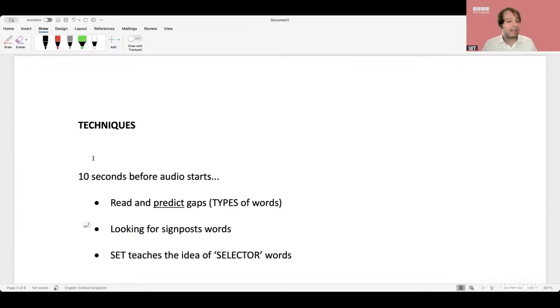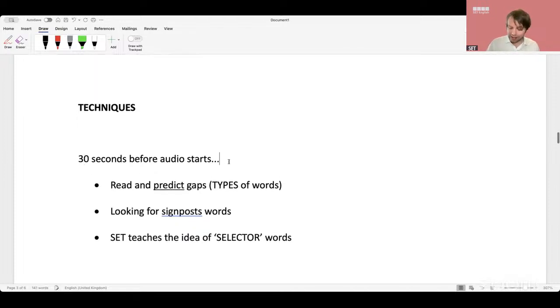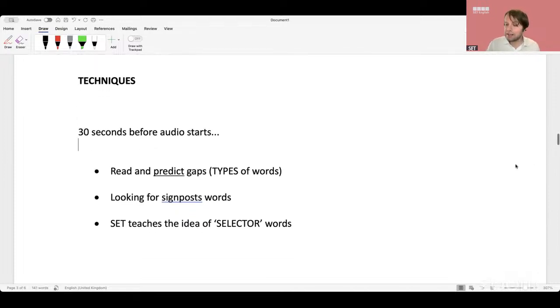Okay. So guys, in the 30 seconds before the audio starts, here are 3 things that many students will try to do. They'll try to predict gaps. They'll try to look for signposts. And they'll also try to notice selector words. Okay, so what do I mean by these 3 things? Can I give you examples of these? You guys ready for some examples? Let me give you an example.